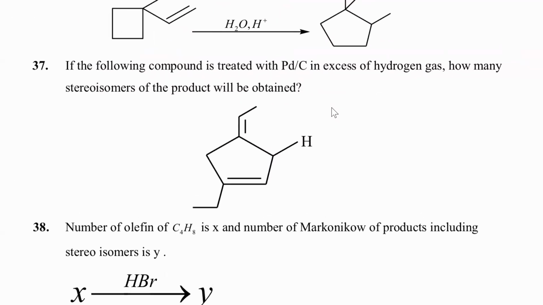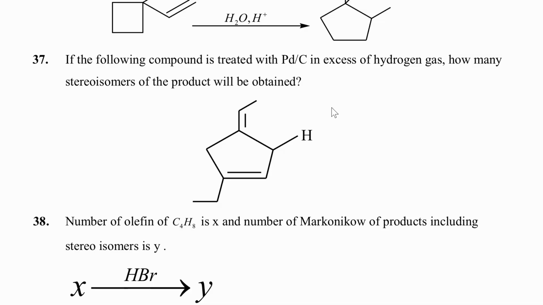Next, 37. If this compound is treated with palladium carbide in excess of hydrogen, how many stereoisomers of the product will be obtained? Okay. So basically we need to convert everything into an alkane form here. So you'll have an ethyl here. We will have an ethyl here this way. Correct. So since these two ethyls are at chiral centers, two will be enantiomers, one will be meso form. So one will have a plane of symmetry like this. So answer is 3.